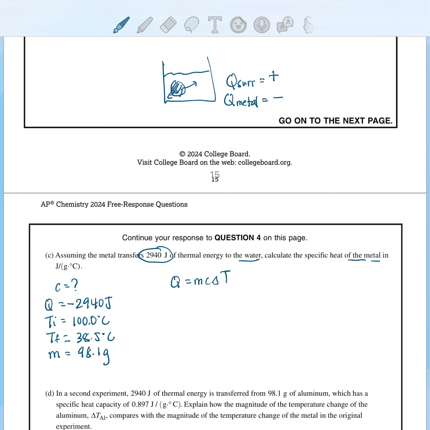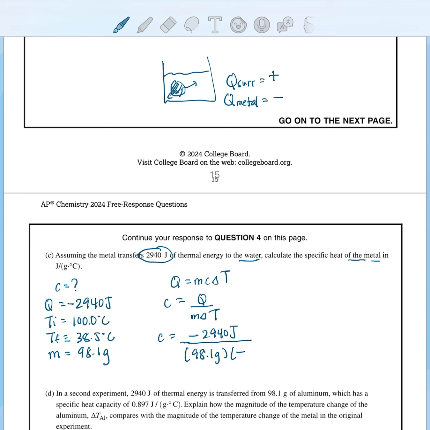T, and I'm going to isolate for C. So C becomes Q over m delta T. So C is going to be negative 2940 joules divided by 98.1 grams. So notice your units, nothing will actually cancel out here. And my delta T is going to be TF minus TI.